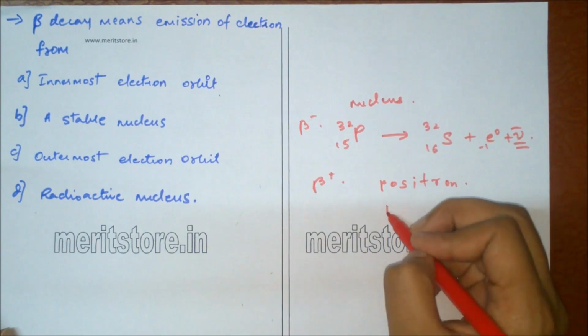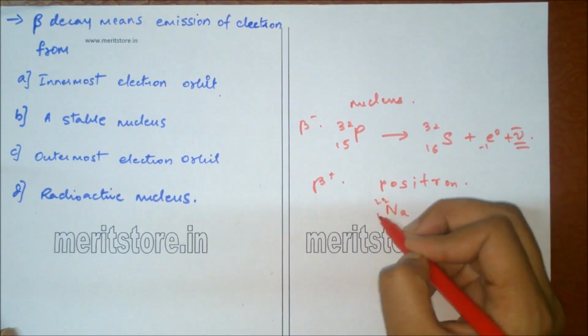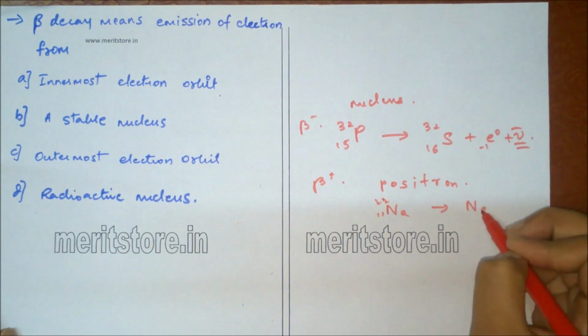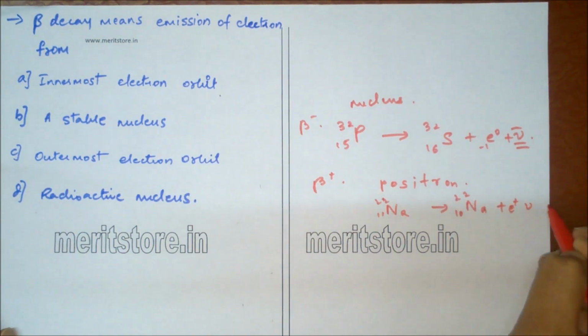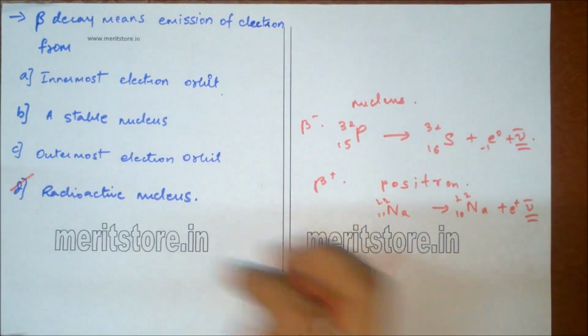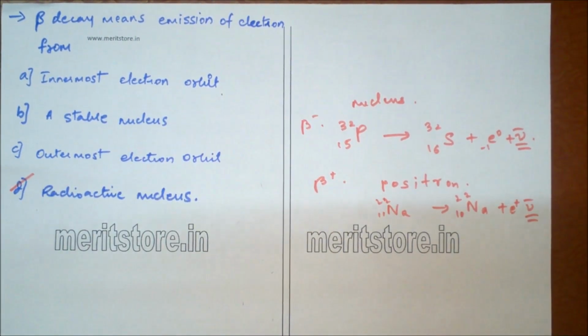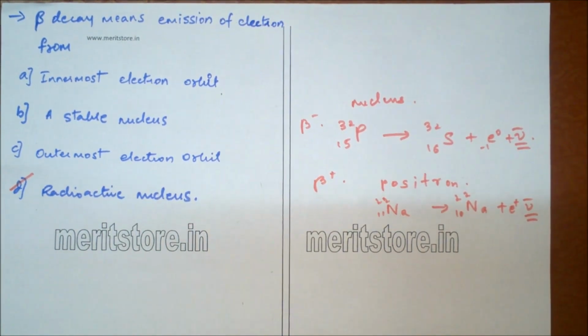So sodium will be sodium only plus a positron, and this is neutrino. So option D is the correct answer. Beta decay emission occurs from radioactive nucleus.